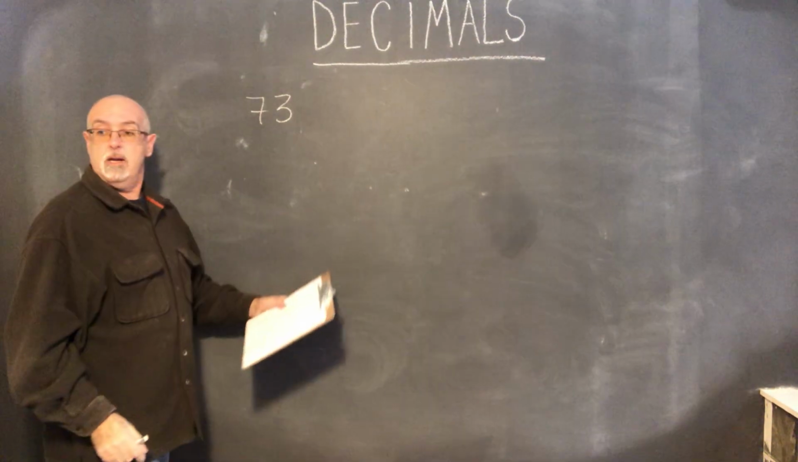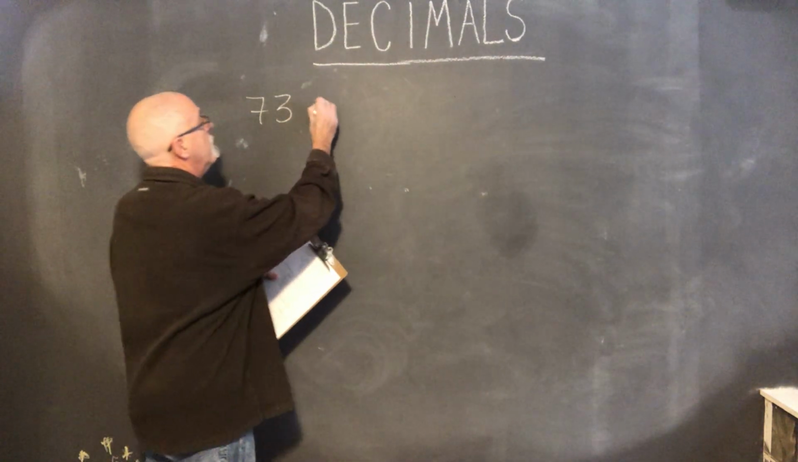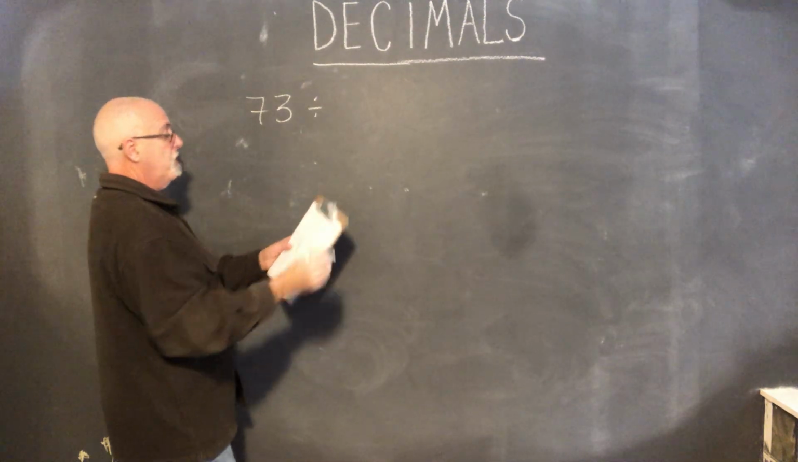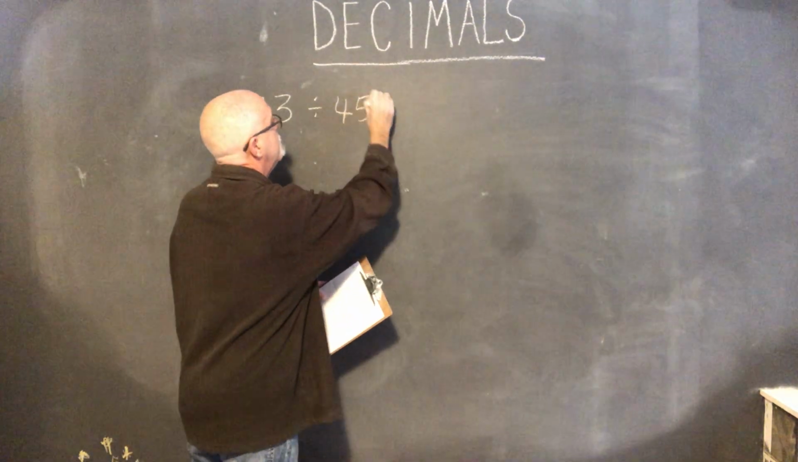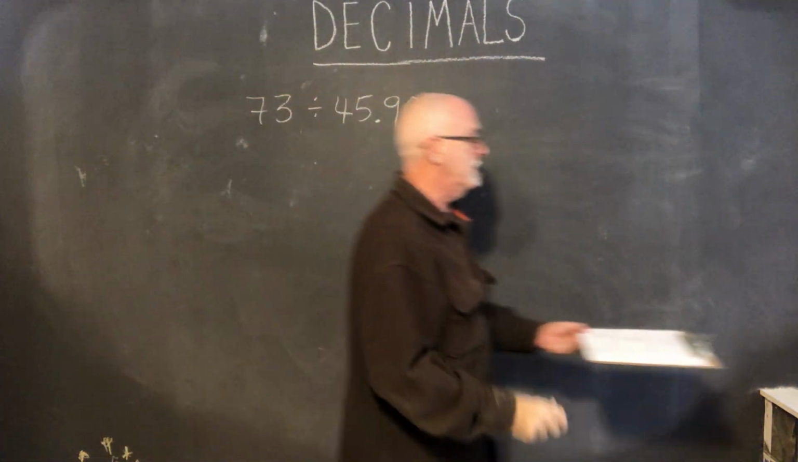So we have 73, taking a quick look at chat and making sure everything's okay. 73 divided by 45.90. And I really liked this question. That's why I wanted to use it when that student suggested it.